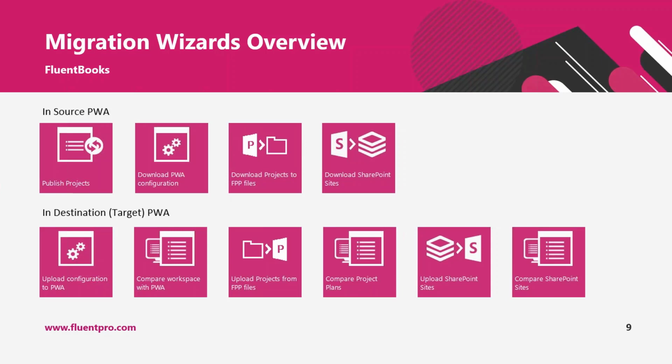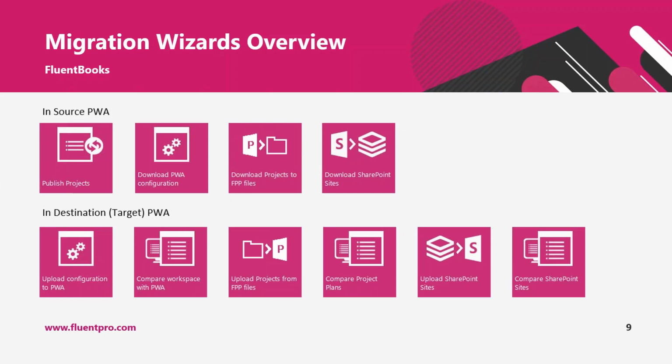It's Download PWA Configuration, Download Projects to FPP files, and an FPP file is a container in Fluentbooks format that will have your project plan, like the MPP file of your project, and also several additional files for project and task level custom fields metadata. And the last wizard for download is the Download SharePoint Sites wizard that would allow you to download your root PWA site and your project sites.